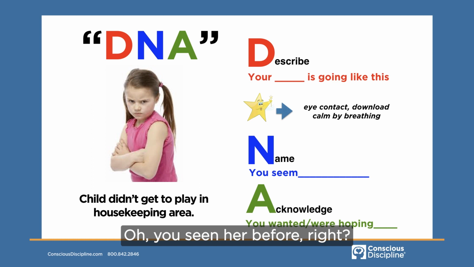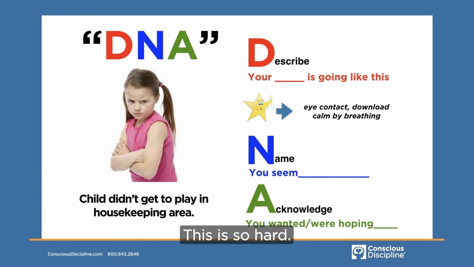Last one. Oh, you've seen her before, right? She didn't get to play in the housekeeping area because there were already too many people there, or she's had a problem. You make the story up however you want to inside. So here's what you're going to do. Your eyebrows are going like this, and then your arms went like this. You seem angry. You were hoping that today was the day there was going to be a spot for you in the housekeeping. This is so hard.